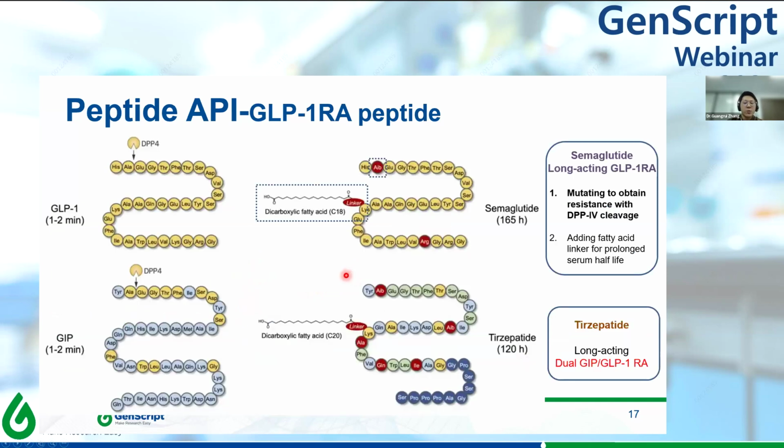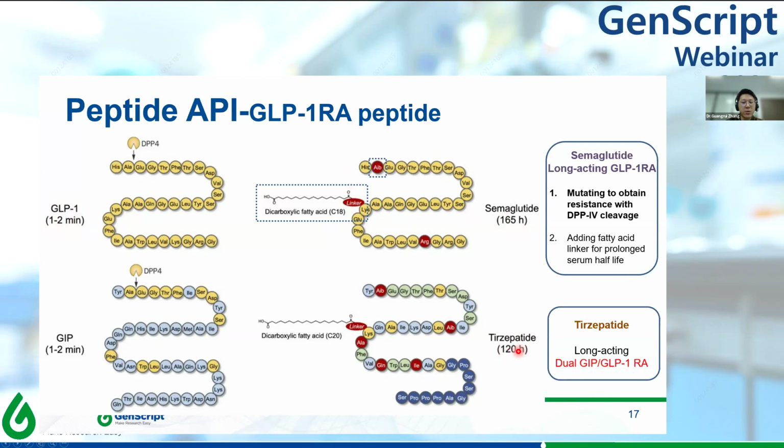And for the GLP-1 agonists that are already on the market, they have removed the DPP4 enzyme recognition site. We can see it changed the alanine to AIB to prevent enzymatic degradation. Also, they added a fatty acid linker for a prolonged serum half-life, and we can easily find that GLP-1 has a half-life of 1 to 2 minutes, but semaglutide goes to 165 hours.